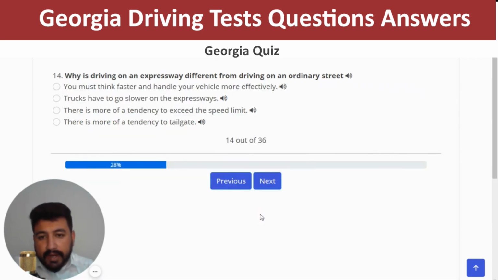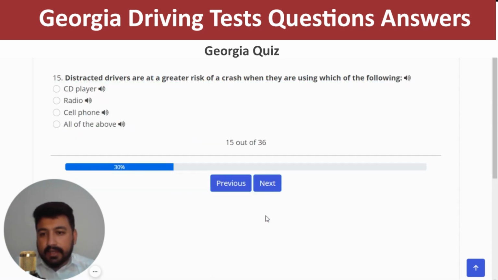Why is driving on an expressway different from driving on an ordinary street? So the right answer of 14th question is the first one, which is you must think faster and handle your vehicle more effectively. And next. Distracted drivers are at a greater risk of a crash when they are using which of the following? The right answer of 15th question is all of the above.